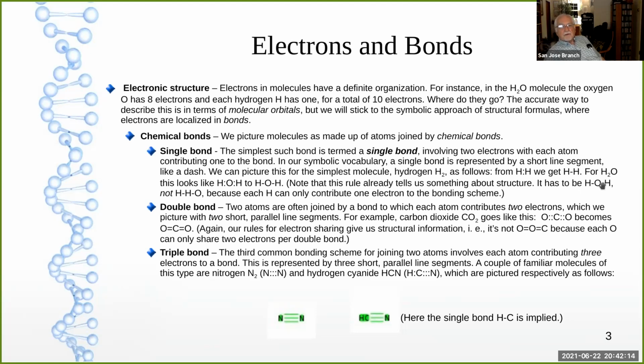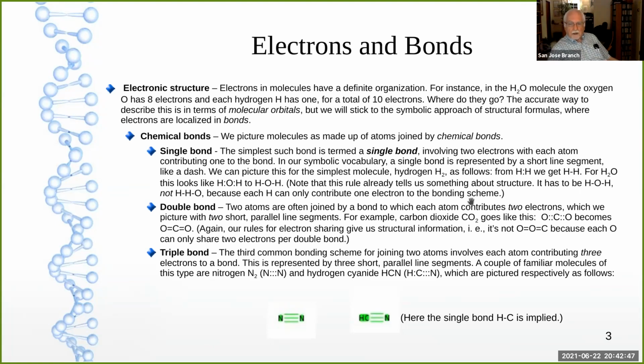For H2O, for a water molecule, what you get is 1 hydrogen contributes an electron, another hydrogen contributes another electron, and the oxygen ponies up 2 of its own electrons to form these 2 single bonds. And so you have H single bond O single bond H.